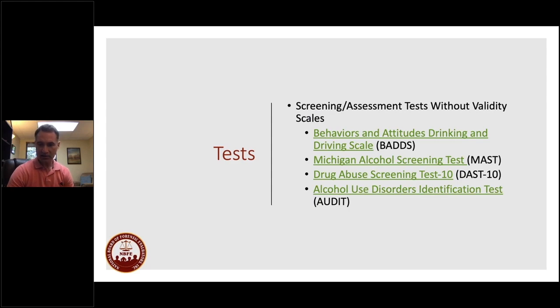The Behaviors and Attitudes Drinking and Driving scale is great for instances of driving under the influence or DOT evals, except it's a self-report tool, no validity scales. So people can BS their way through it. And the same with all these other tests. So maybe you'll use these as a supplement, but I would never recommend using them alone because none of them have validity scales. So clients can just lie all the way through it. And there's really no way to know for sure.